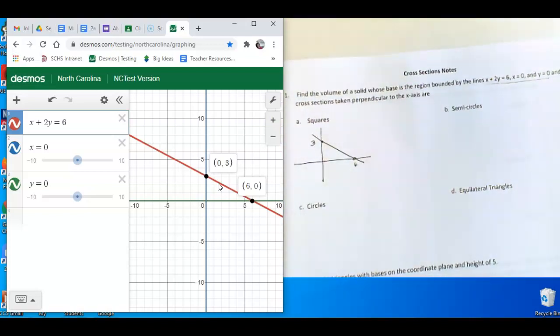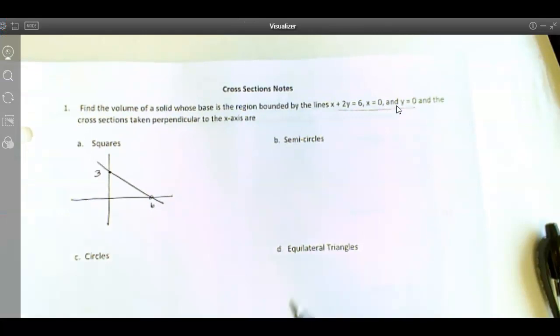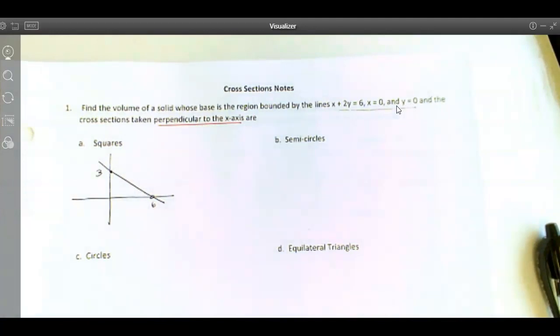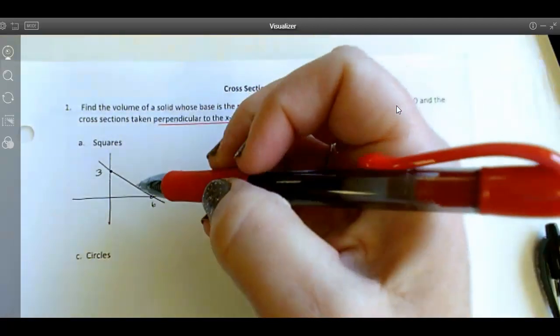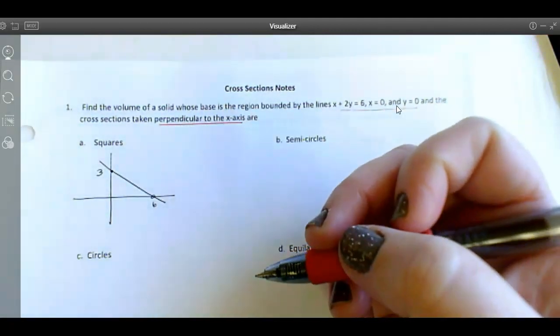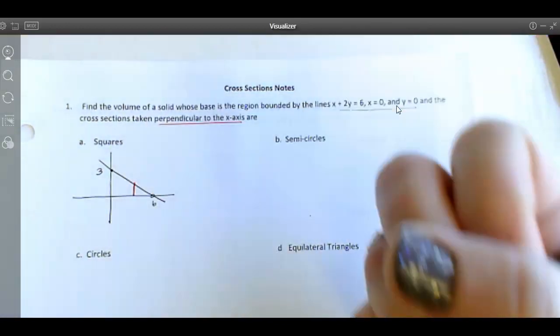Okay, some important things to think about whenever you're looking at a problem like these is what it tells you. It says cross sections are perpendicular to the x-axis. When the cross sections are perpendicular to the x-axis, you're going to use x values. If it says perpendicular to the y-axis, we use y values, and I'll show you some of those as we go along. So what's going to happen is we're going to make some squares for A that are perpendicular to the x-axis. So one side of the square is perpendicular to the x-axis.